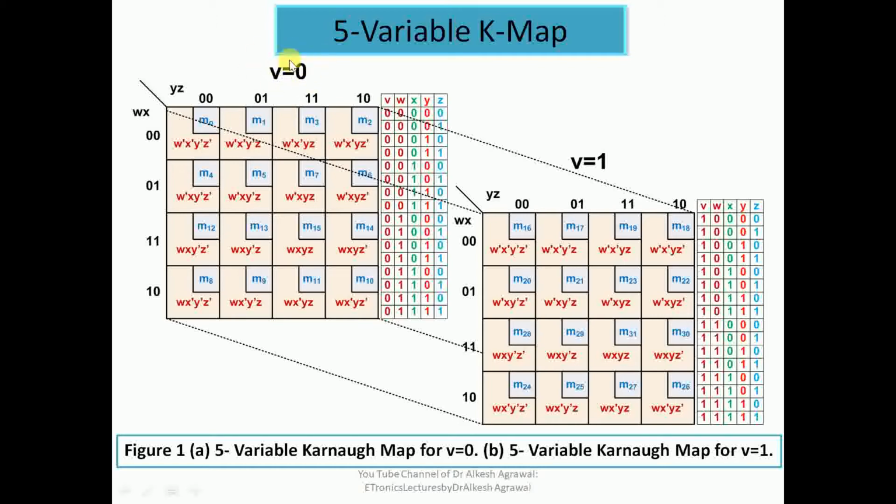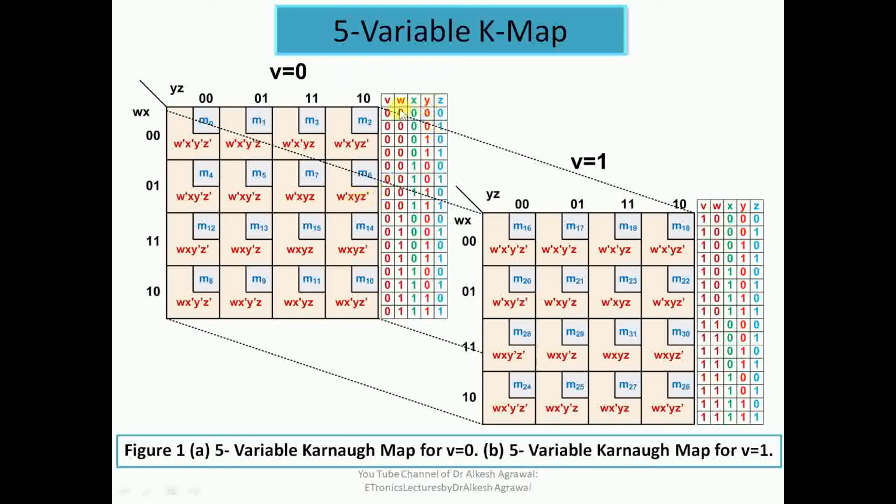The most significant bit is not depicted in this map, but it is outside the map, because for all the min terms v is fixed to 0, and all other variables are depicted in this map. So this is an individual four-variable map, and the fifth variable is outside of this map, depicting v equal to 0. Again, this is an individual four-variable map, and the fifth variable here is v equal to 1, because for all the min terms in this map, v is equal to 1.